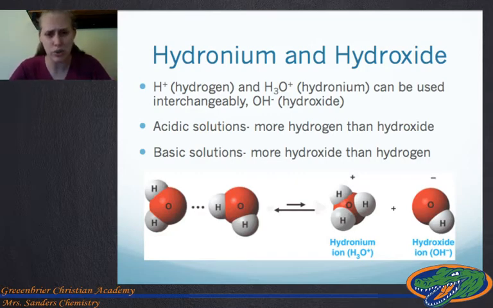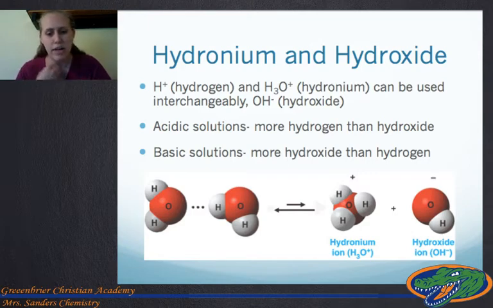To have an acidic solution, you're going to have more hydrogen or hydronium than you have hydroxide, and that's how you know that you have an acidic solution. To have a basic solution, you're going to have more hydroxide than you have hydrogen or hydronium.